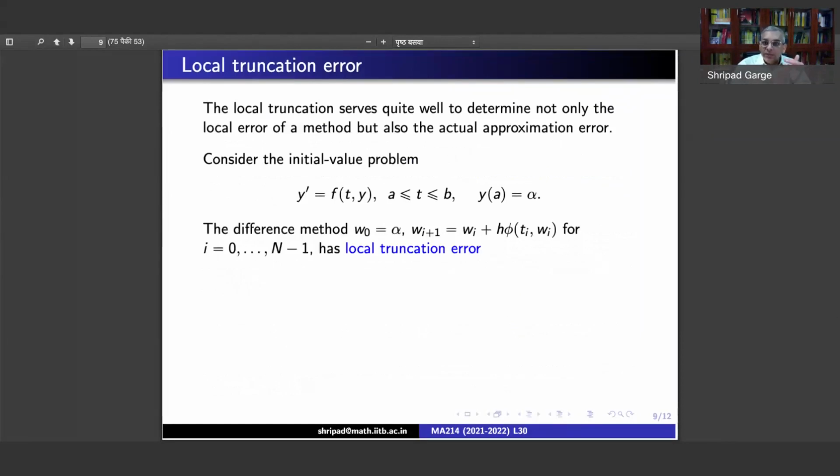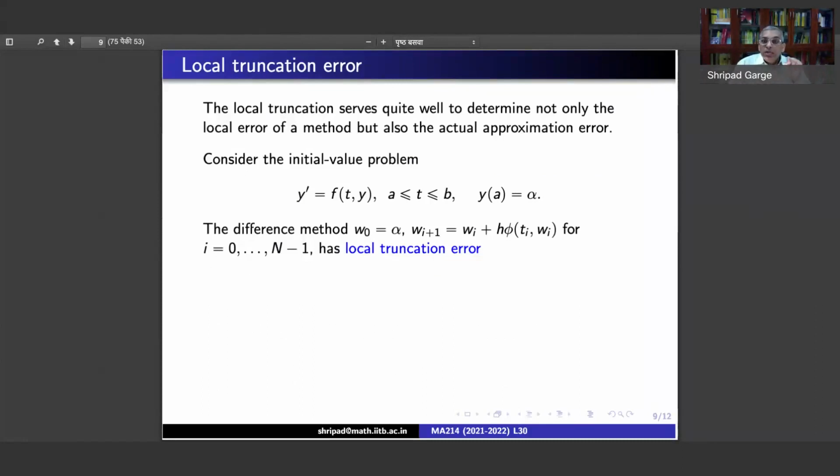You have w0, which is alpha. w_{i+1} is w_i plus step size times a function. So this is a general approximation method. If you are looking at the Euler approximation method, the function small phi will be the function small f. For other approximation methods, you may have a different function there.